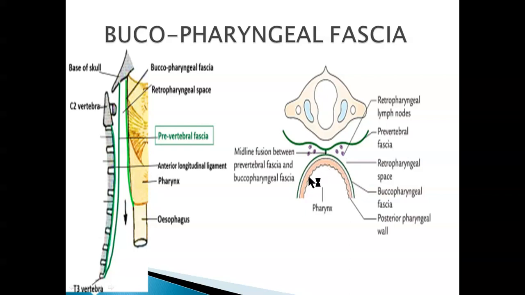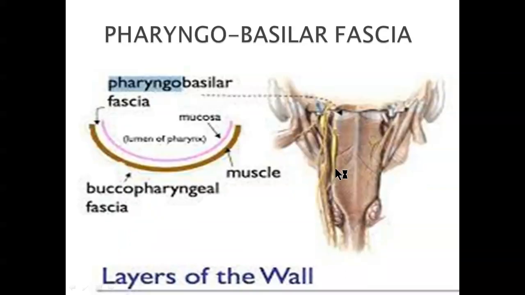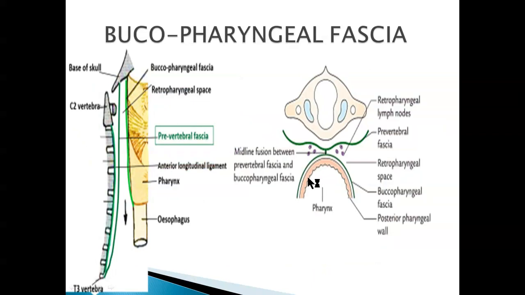Here it would be your pharyngobasilar fascia. This one over here, like this. This one would be your pharyngobasilar, and the outer part here would be your buccopharyngeal fascia.